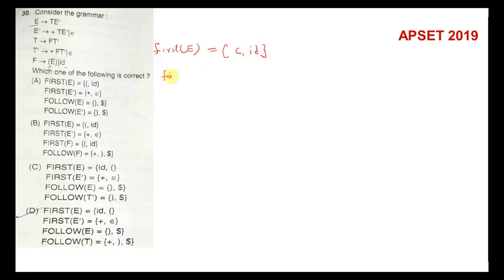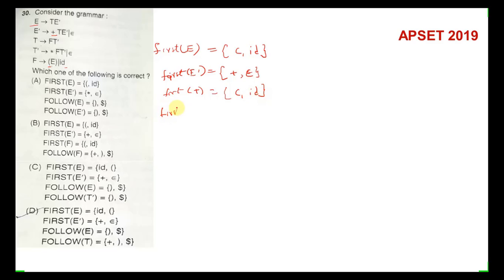Next, what is the first of E dash? First of E dash is plus and epsilon. We can write plus comma epsilon. Next, what is the first of T? First of T is F. F is a non-terminal, so first of T becomes the first of F, which is opening bracket comma ID.